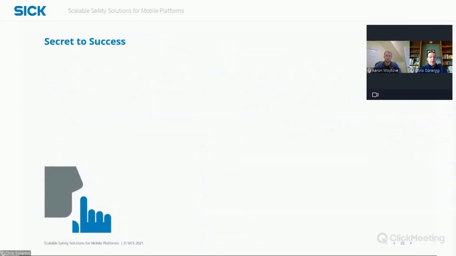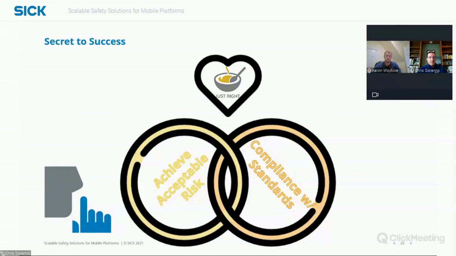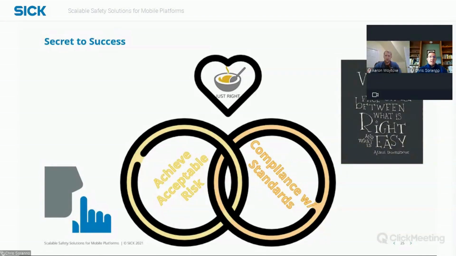So now we start to get to what is the secret that we're trying to reveal here today. It's that we're trying to marry this idea of achieving acceptable risk with compliance with relevant regulations and standards to find the just right area, the Goldilocks approach. This isn't to say that the simplified approach is wrong. It certainly has its trade-offs. It's much easier to apply. We also risk over designing for the application. When we over design, we add complexity, we add cost, and we sometimes affect usability and productivity.